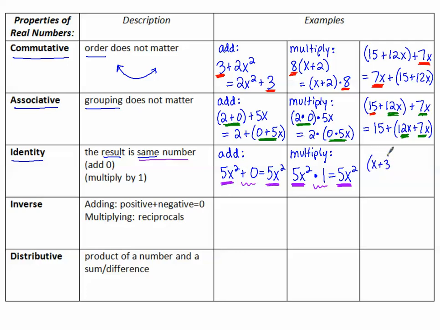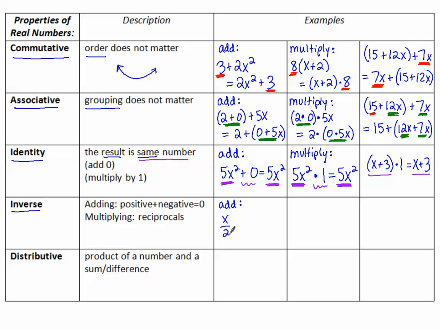x plus 3 times 1. Remember that anything I multiply by 1 gives whatever I started with, so that gives x plus 3. The identity property tells me that whatever I started with, the result is the same no matter what I multiplied. If I multiplied, I multiplied by 1. If I added, 0. Here's the inverse property. Adding positive plus negative is 0. Here's an example of that.